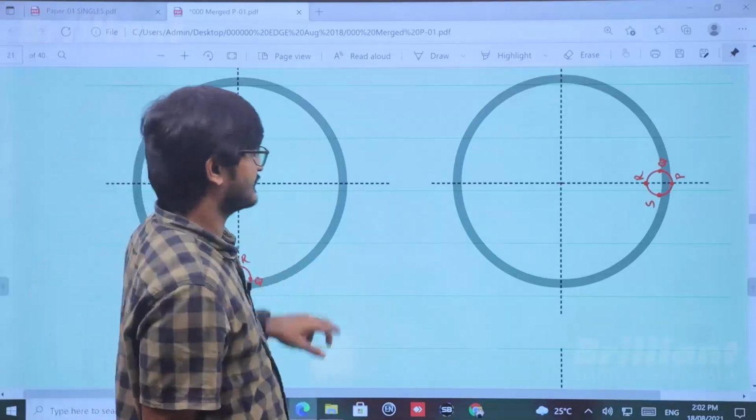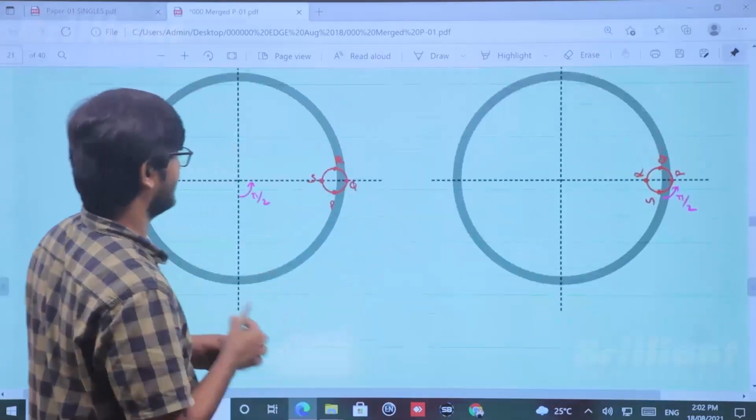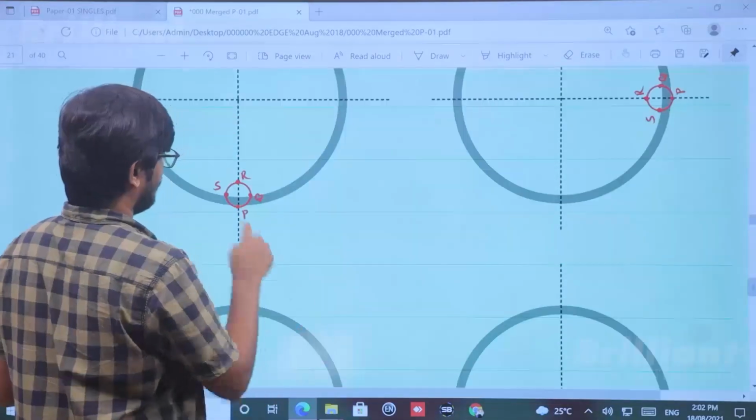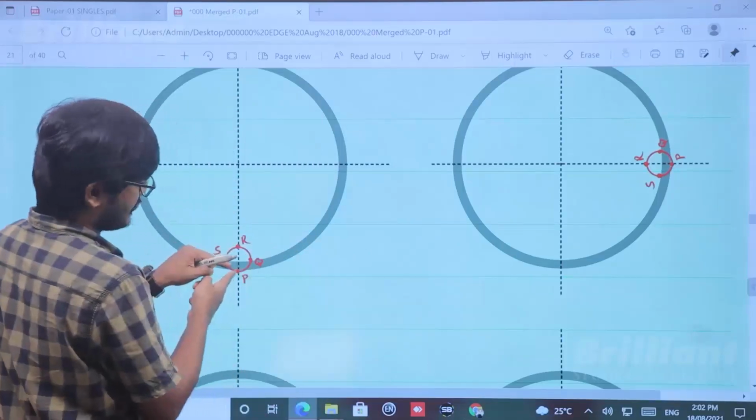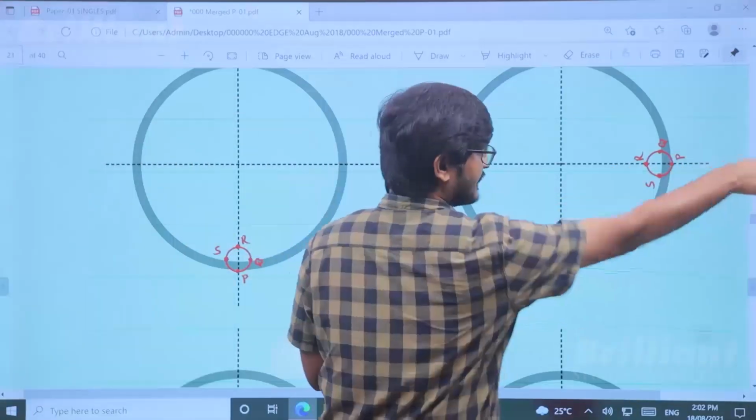Now, that's the crux. So, you can visualize it like PQRS. Generally, when you rotate, P will be initially looking here, and now it will be looking on to this side.